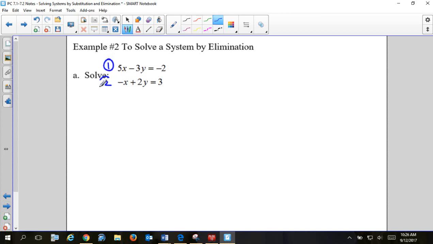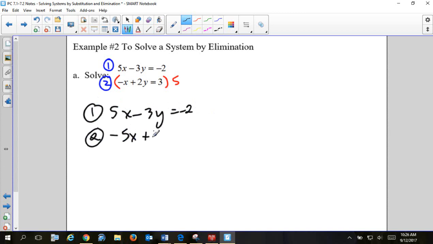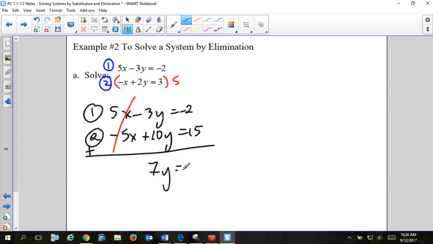So equation 1 or equation 2, which, different question, which variable should I try to eliminate, the x's or the y's? Yeah, so equation 1 or 2, I should multiply 2 by 5. Yep, you guys remember this stuff, right? So equation 2 is now negative 5x plus 10y equals 15. We add them together and our x's eliminate. And we get 7y equals 13. We divide both sides by 7 and we get this lovely answer of 13/7.